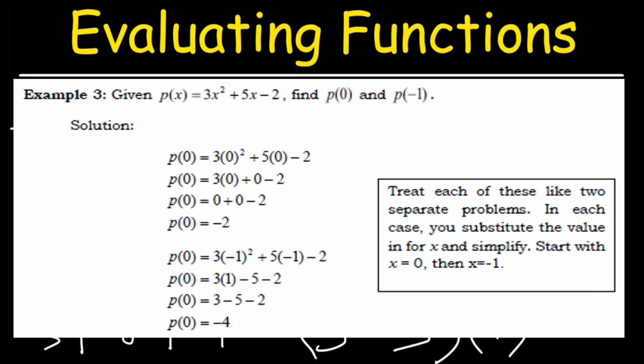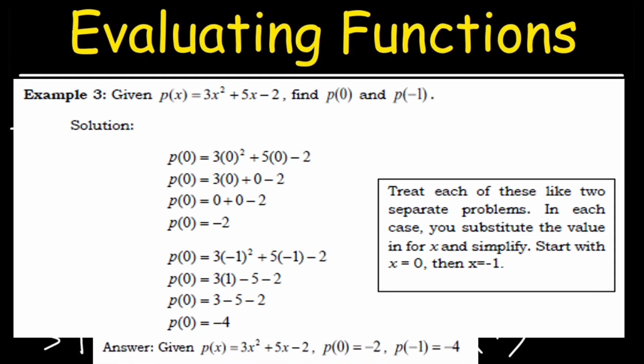While p of negative 1 is 3 times negative 1 squared plus 5 times negative 1 minus 2. Negative 1 squared is equal to 1. 3 times 1 minus 5 minus 2. 3 minus 5 minus 2. Therefore, p of negative 1 is equal to negative 4. The answer, given p of x is equal to 3x squared plus 5x minus 2, is p of 0 is equal to negative 2, while p of negative 1 is negative 4.